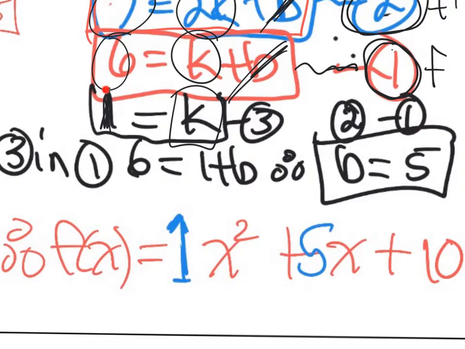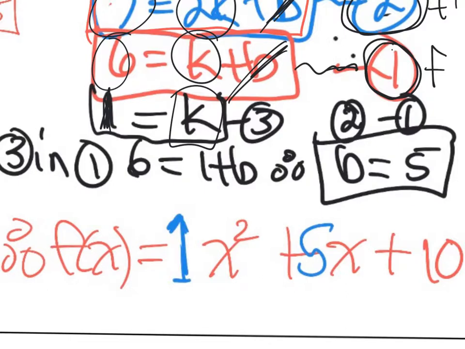Okay, so this is 6. The k right there I now know is 1. So 6 equals 1 plus b. Well, what do I add to 1 to get 6? Okay, it's 5. So b equals 5. So now I know in that equation it was kx squared plus bx plus 10. So the k value is 1, the b value is 5.